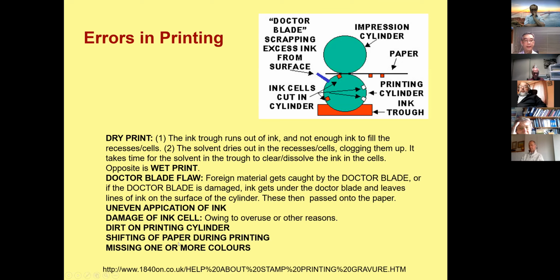And also there are some other errors, for example, uneven application of ink, and damaged ink cells owing to overuse, so that the cells become shallower and shallower. There may be some other reasons causing damage. And then you may have dirt on the printing cylinders. If it's not clean enough, you will also get some scratching effect. And then you will have the shifting of paper during the printing, so that you get the different colors shifting up, shifting down, to the left and to the right, etc.